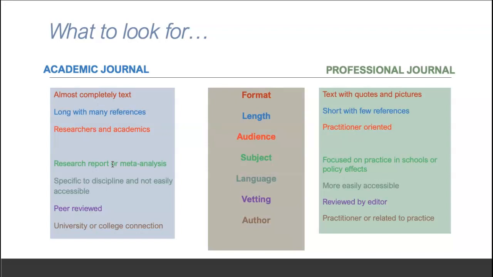And so the reviewer, or rather the editor, will be an expert in the field as well. They'll have a look at this research report and they'll say, this is something that's going to be helpful to those who are interested in this topic. It will give them some new information that they can use. It also may be a meta-analysis.